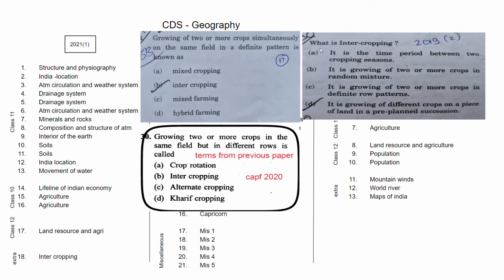Now, on the right, there is a question: what is intercropping? Okay, now there are options. In the December 2020 CAPF paper also, there was a question: growing two or more crops in the same field but in different rows is called. Now, can you see that this question is repeated various times in different examinations?